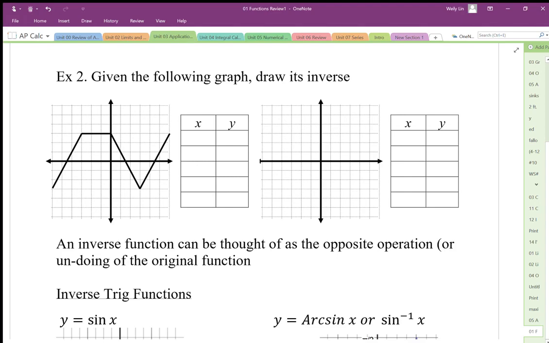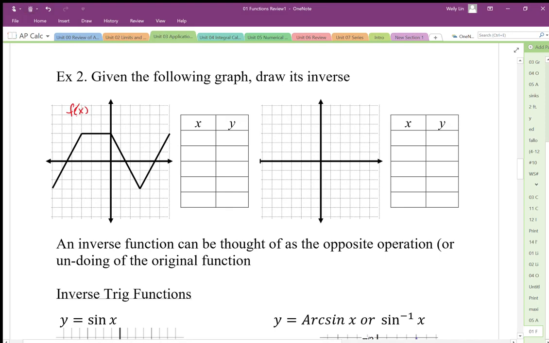Doing the inverse for this function, we can't just undo f of x. So here's my f of x. Okay, so there's f of x. I can't just undo this f of x because I don't really know what the calculation is to get this f of x. However, I can do an inverse by just switching the x and y.